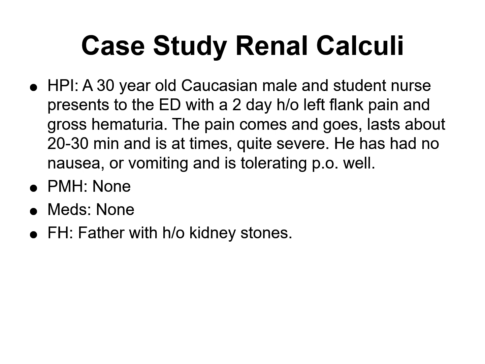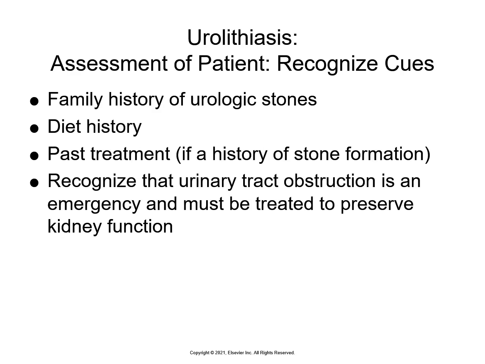Past medical history, he's 30 years old. He has no past medical history. He's not on any medications, but he's got a family history. His dad has kidney stones. Well, what are we going to do? Let's do our history. We just did that. There's his present history, and he has a family history of urological stones. So we know that that's a problem. That's acute. So he may be having a kidney stone.